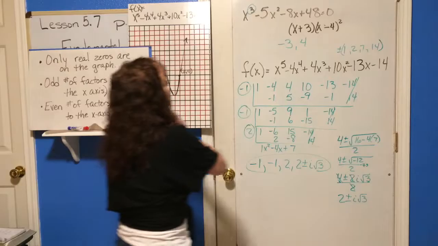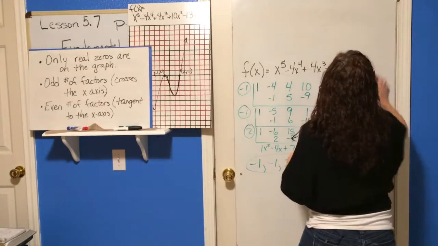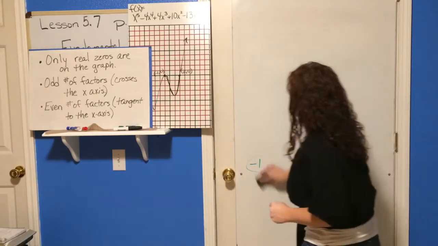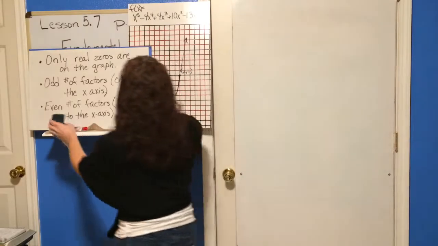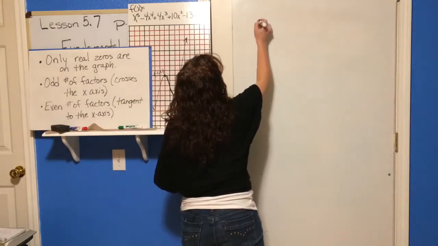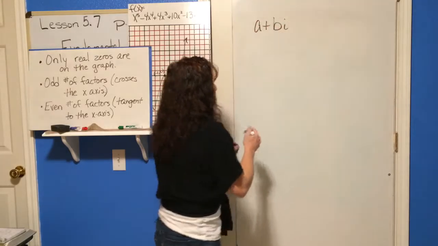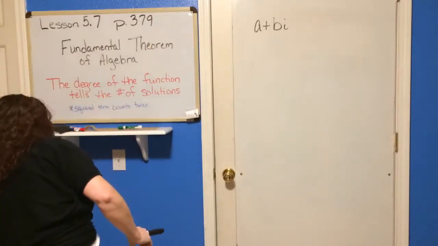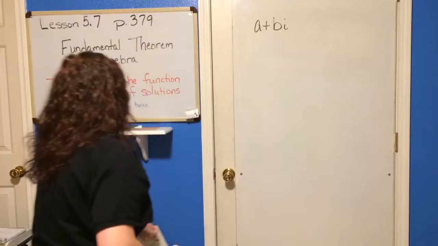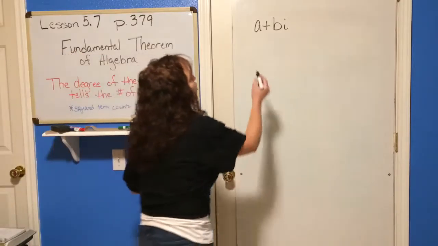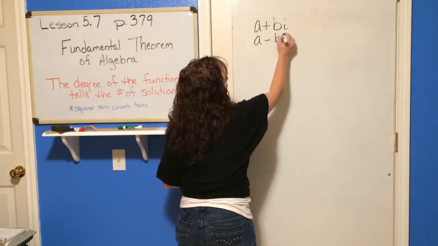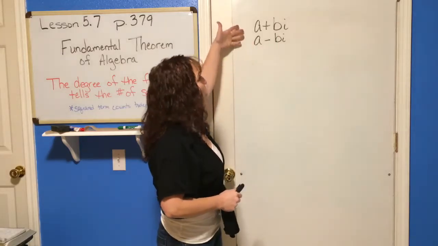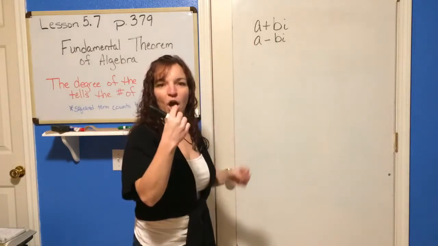One other thing that you need to know is that if you have an imaginary number, you're going to end up with 2 imaginary numbers. So if a plus bi is a solution, is a zero, then you also have a minus bi just by default. So it has to be a plus or minus bi. So you need to know if you've got one, you have the other also.